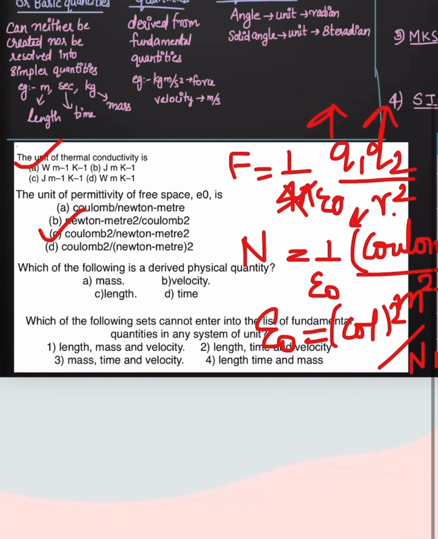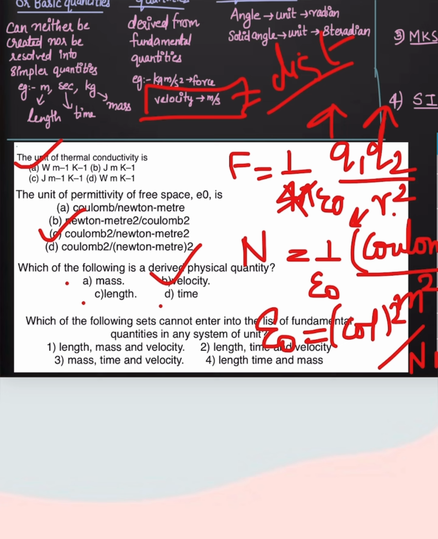Okay, which of the following is a derived physical quantity? We know that mass, length and time are the fundamental quantities. Velocity is the derived quantity. Velocity is derived from length and time, that is meter per second. Velocity is equal to distance divided by time, so it is a derived physical quantity.